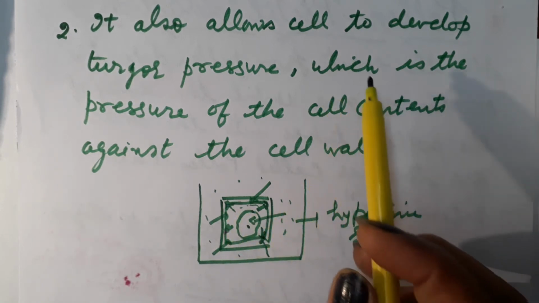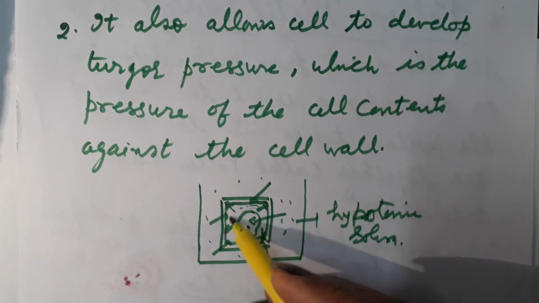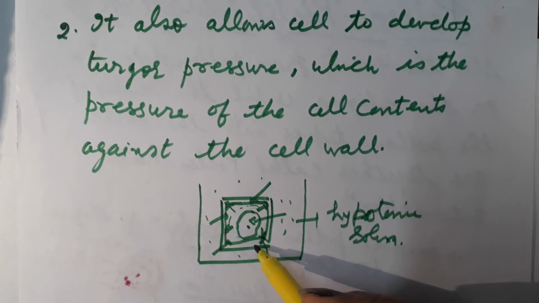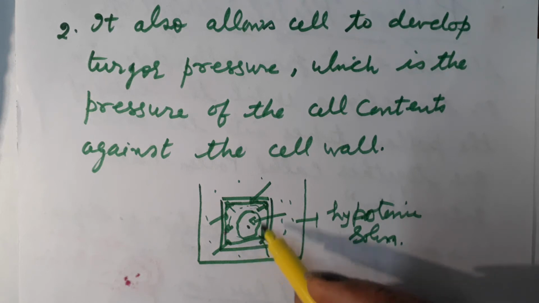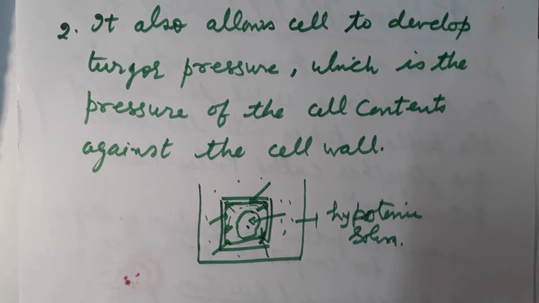So it also allows the cell to develop turgor pressure, which is the pressure of the cell contents present inside the cell. They put a pressure on the cell wall. This is called the turgor pressure. So, the pressure developed by the contents or water present inside the cell from the inner side on the cell wall is called the turgor pressure.